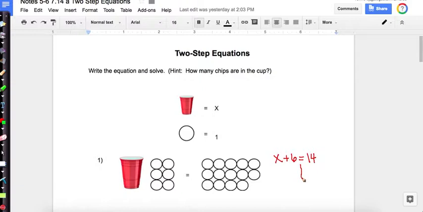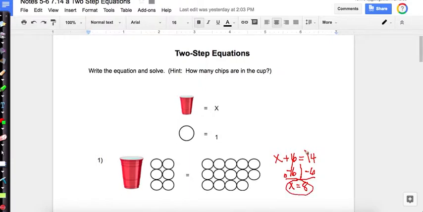So draw a T. And the opposite of adding 6 would be subtracting 6. 6 minus 6 is 0, so those cancel out. Bring down your variable, which is x, and 14 minus 6 is 8.